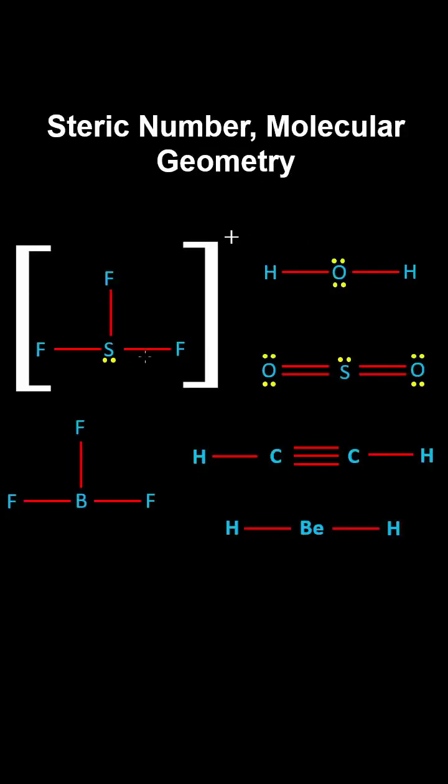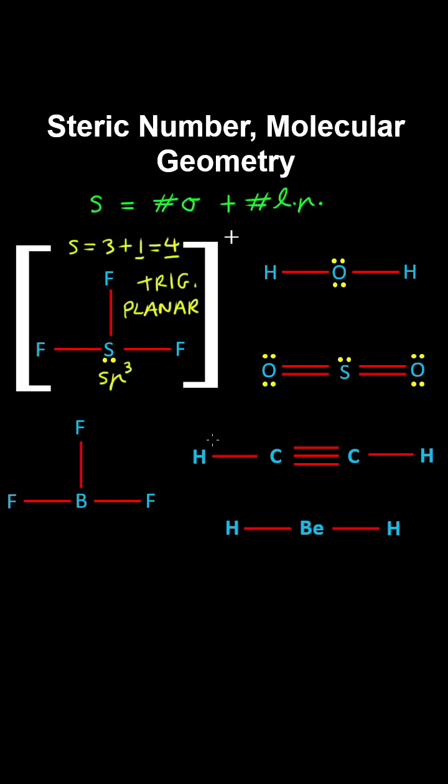We can determine the geometry of a molecule or polyatomic ion a lot quicker using the steric number, which is equal to the number of sigma bonds plus the number of lone pairs of electrons around the central atom. So for example, for this sulfur trifluoride cation, we have 3 sigma bonds around sulfur plus 1 lone pair, so that gives 4 hybridized orbitals. So therefore we hybridize 1 s and 3 p orbitals. And given that there's 1 lone pair, the geometry is trigonal planar.